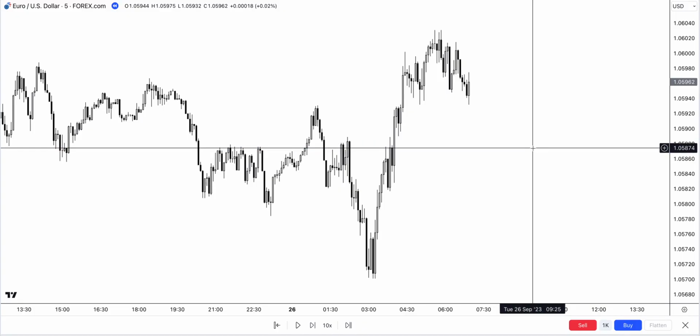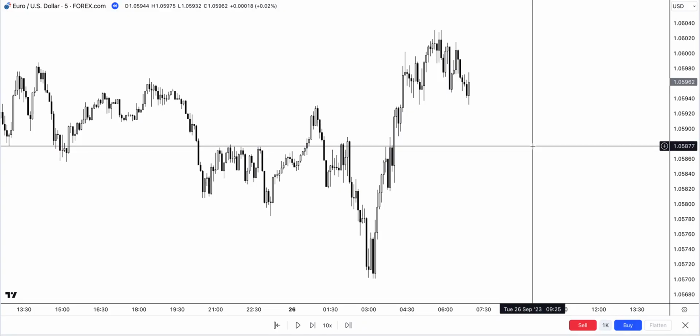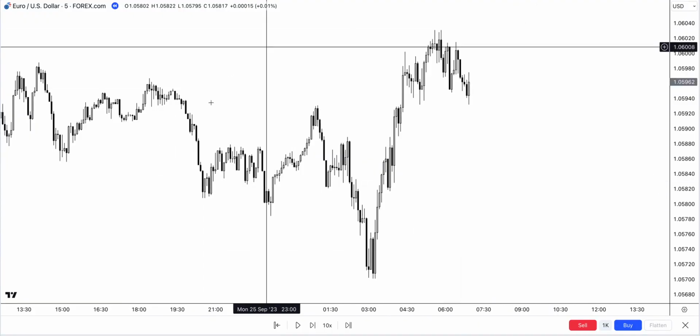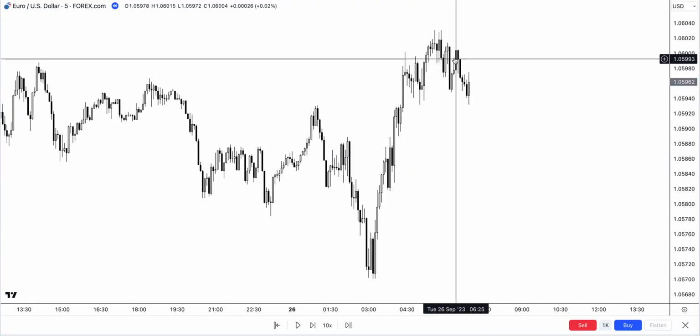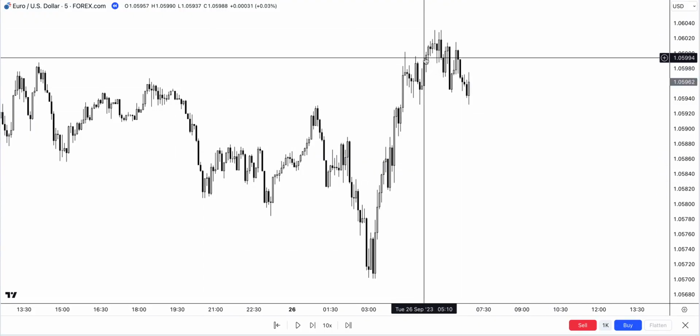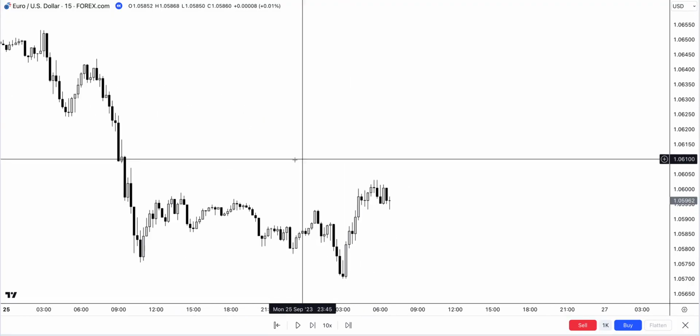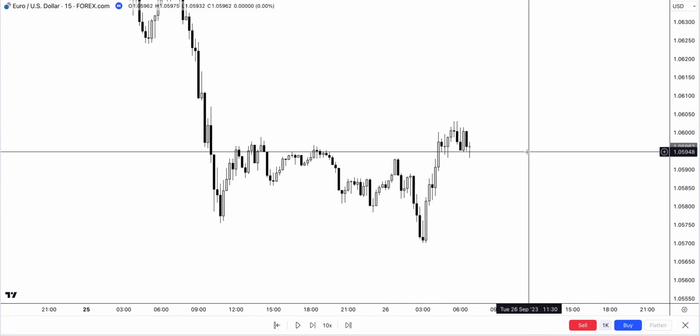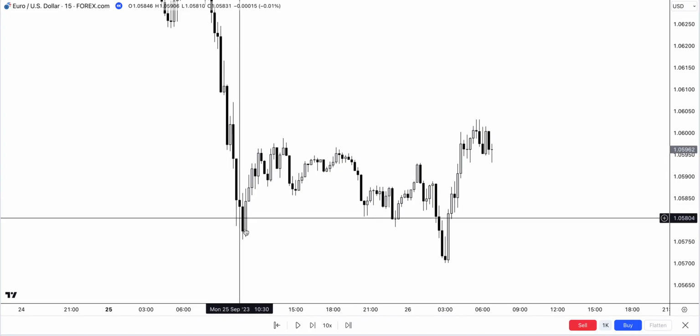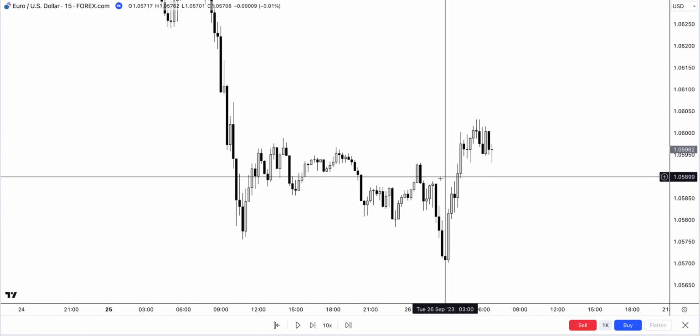Today we'll be covering Eurodollar shorts in the New York session. Price action was on Tuesday, September 26th. Okay, so let's get right into this. Start up in the 15-minute here. This is where the story is told. So Monday, this is Tuesday price action.